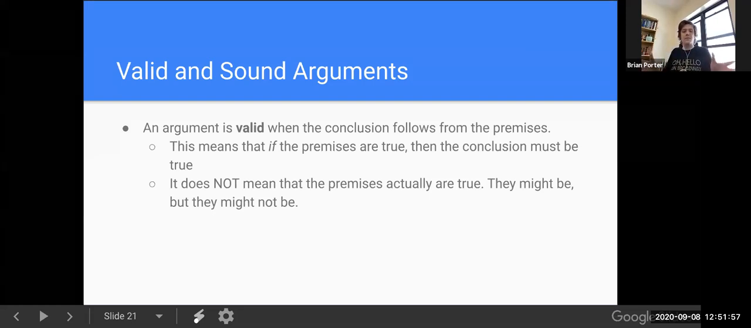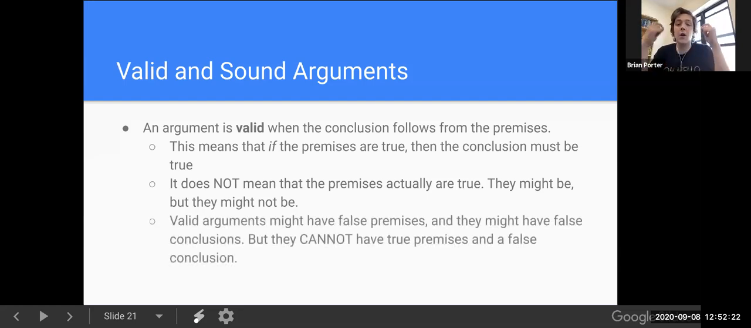It should all come out to the same, these different ways of phrasing the definition. If the premises are true, then the conclusion must be true. Or the truth of the premises guarantees the truth of the conclusion. Or it's impossible for the premises to be true while the conclusion is false. Those are all different ways of phrasing or defining what a valid argument is.